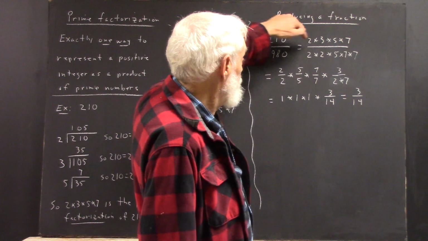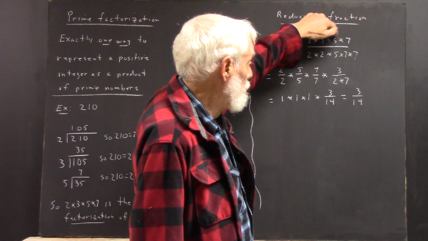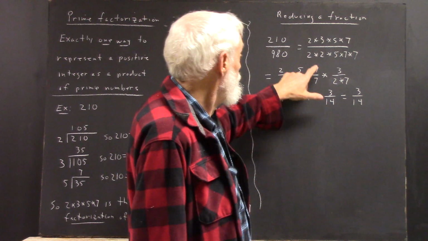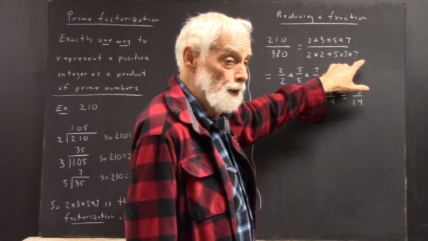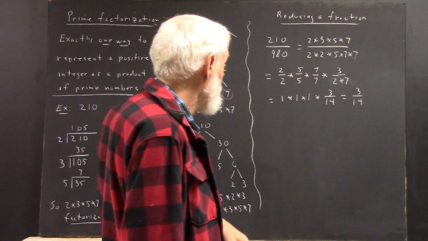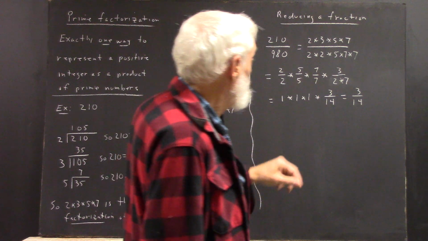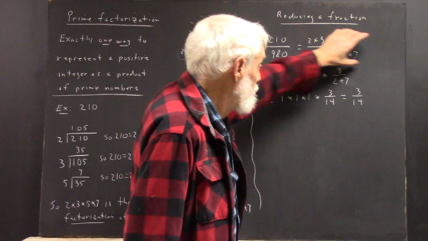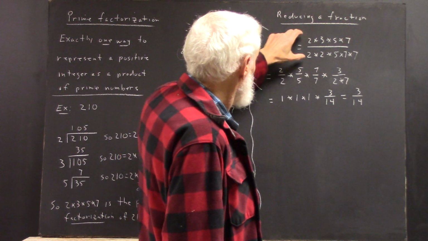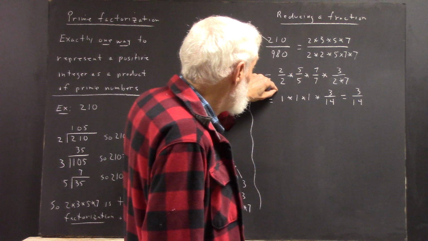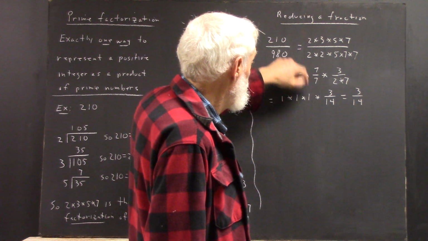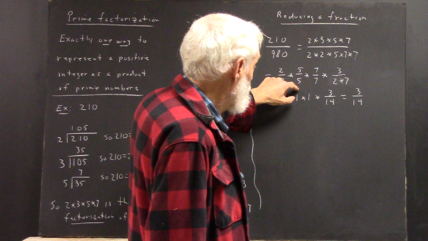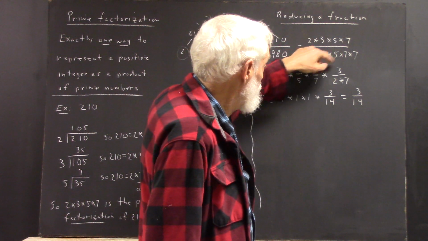So 210 has prime factorization 2 times 3 times 5 times 7. 980 is 2 times 2 times 5 times 7 times 7. You can check my arithmetic. I think it's right. Okay. Now we can rewrite this product. We can write it as 2 over 2, because there's a 2 there and a 2 there. Then we've got a 5 over 5, and we've got a 7 over 7.